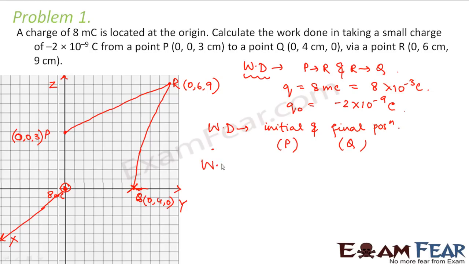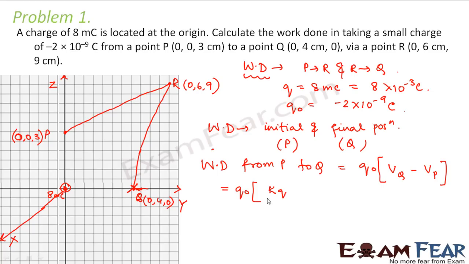So the work done to take it from P to Q will be equal to the magnitude of the test charge into the potential difference between these 2 points. That means potential at Q minus potential at P. So what would be the potential at point Q? Potential at point Q would be due to the source charge, so this will be equal to KQ divided by R. What is R? R will be nothing but OQ. So this minus potential at P, again due to the source charge, that will be KQ divided by the distance OP.